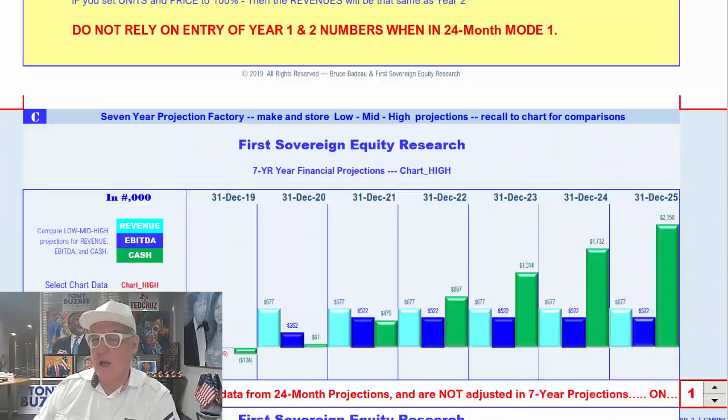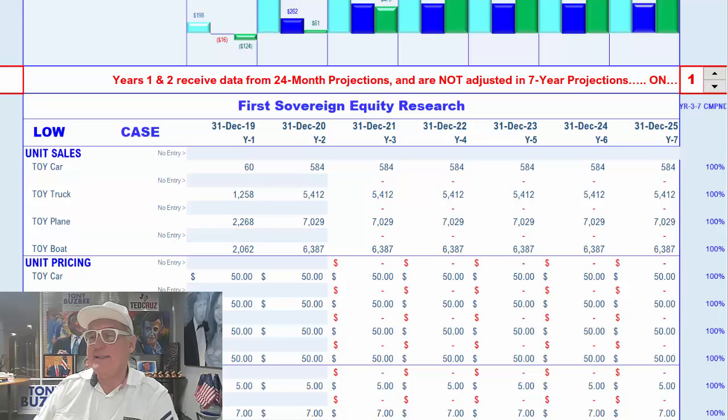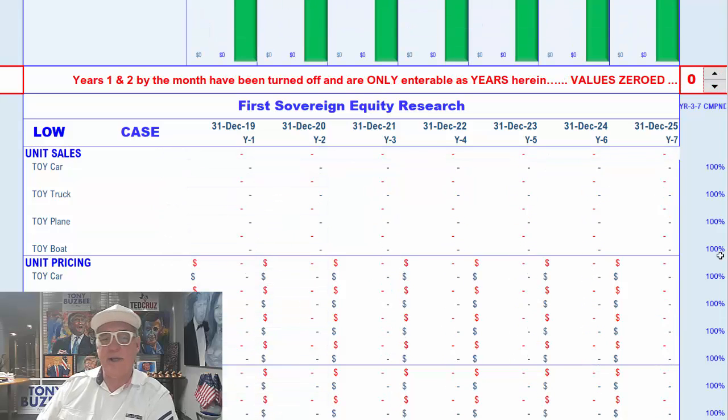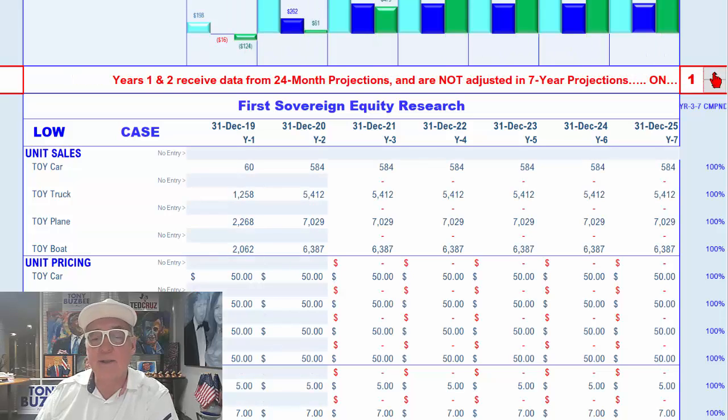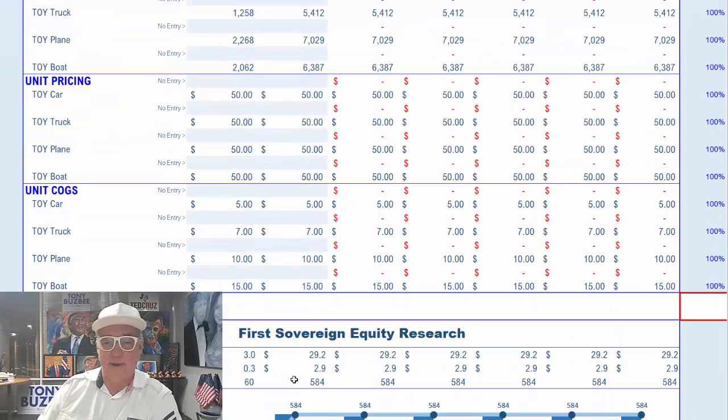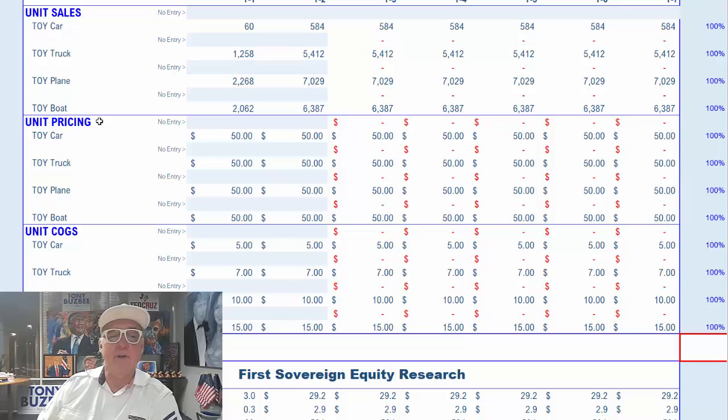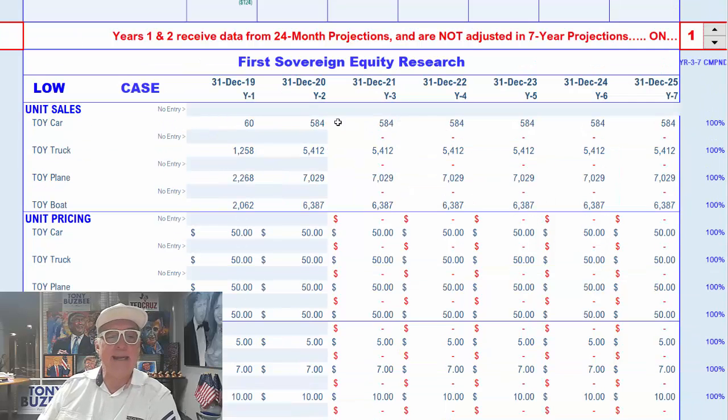Remember, if you see a zero here, that means nothing is coming in from the 24 months that you laboriously put in. You might just not want to do it. So you put in zero and you have to enter stuff by hand here. Okay. But since we did the 24 months, I'm going to put this back to one and it'll turn on everything.